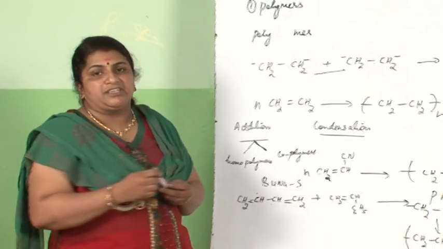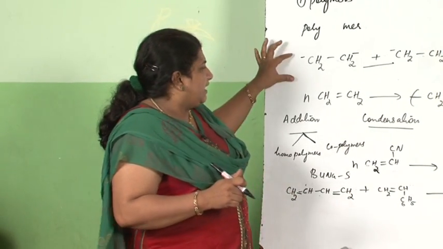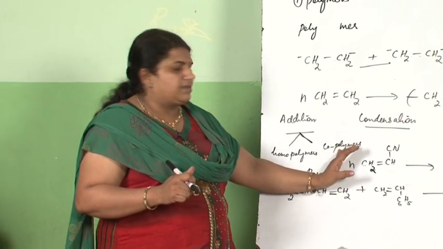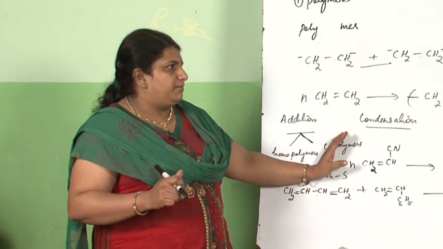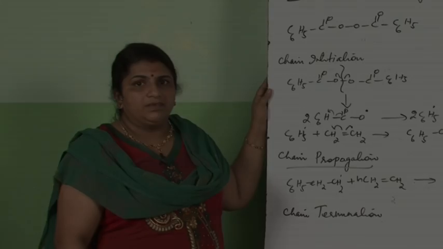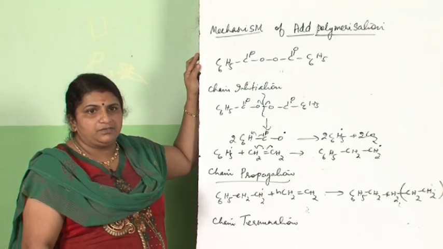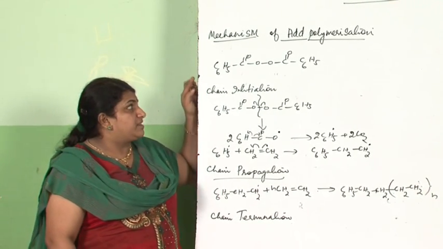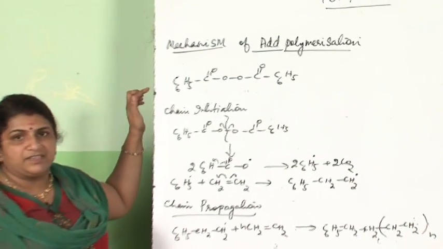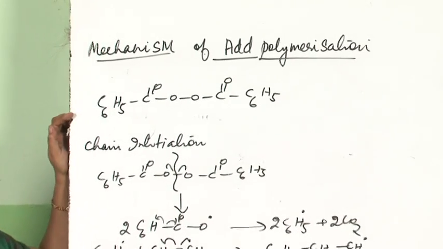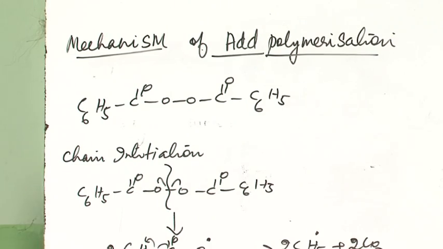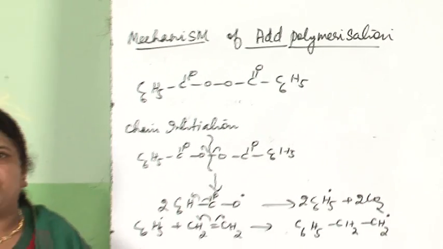We were discussing classification based on mode of polymerization. Addition polymerization has two branches, homopolymers and copolymers, two different types of polymerization we have discussed. Now it comes to condensation polymerization, starting with the mechanism of addition polymerization. Addition polymerization always takes place in the presence of a catalyst like benzoyl peroxide, either in the presence of sunlight or at high temperature. As with any photochemical reaction, this reaction consists of 3 steps: chain initiation, chain propagation and chain termination.